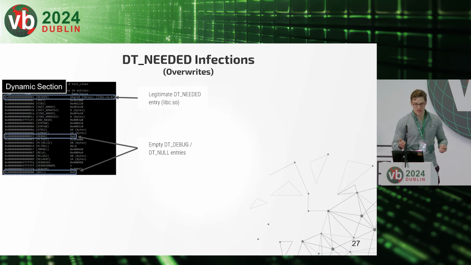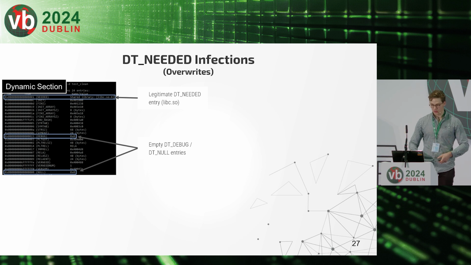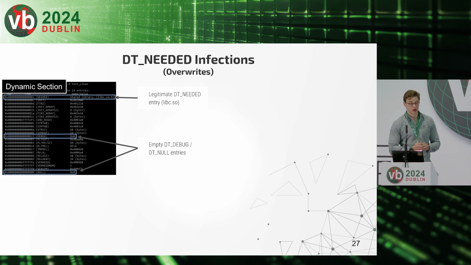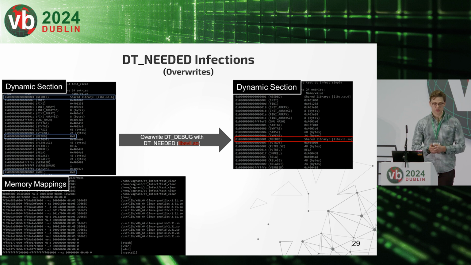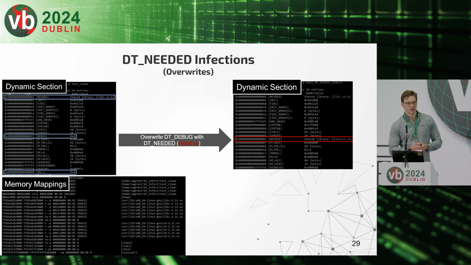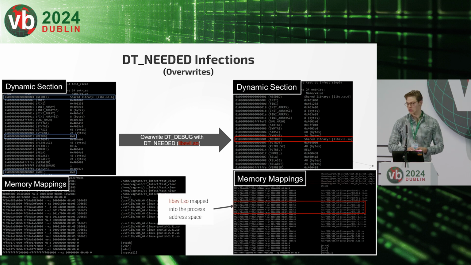So here we've highlighted a legitimate dynamic section with a DT_NEEDED entry for libc on the top, highlighted in blue. I've also highlighted two other entries, the debug and null entries, and you can safely overwrite these entries without corrupting the binary. So say we don't do anything to those entries and we just execute it normally, then we get our libc pulled into the process memory address space, and on the bottom is the proc file system. But if we overwrite, say, the debug entry with a new DT_NEEDED entry of our malicious lib evil, when we execute it, it's pulled into the address space. So it's really, really simple.